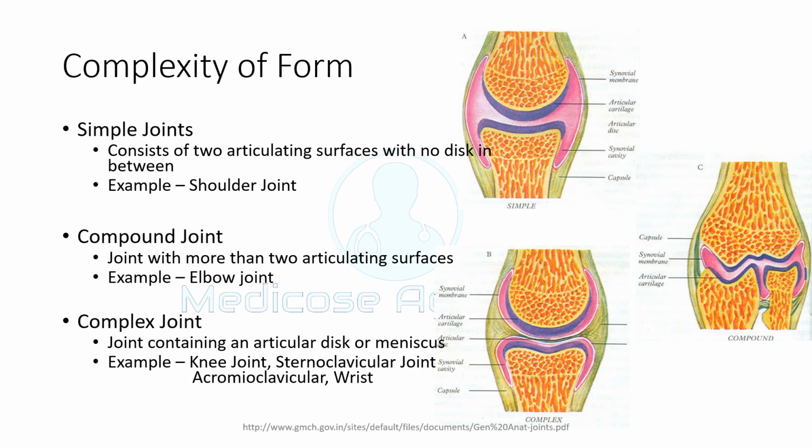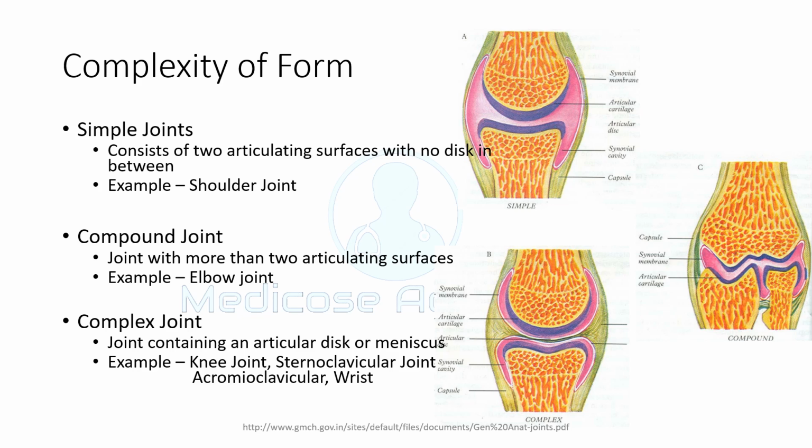Now then there is the complex joint. It is a little bit different. A complex joint does not have anything to do with the number of bones. It says that between two articulating surfaces there is something else. This something else can be an articulating disc, or it can be a meniscus. For example, in the knee joint there is a meniscus, in the sternoclavicular and acromioclavicular joints there are discs, and in the wrist joint there is intra-articular cartilage. There is something within the cavity between the two surfaces of the opposing bones.